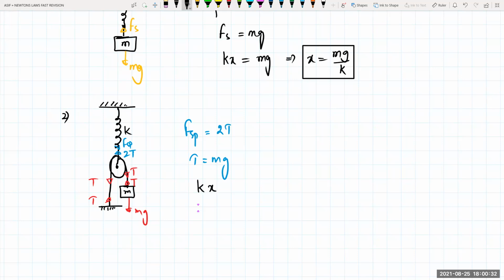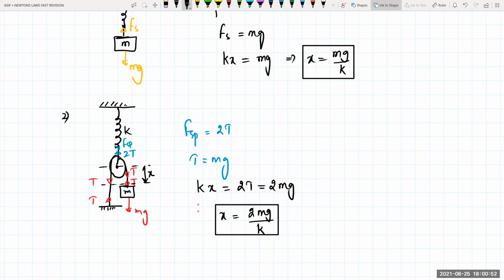K into your x, because when you attach the weight, the spring will be extending. So because of this, it might have been extended and come in the downward direction like this. Kx will be equal to 2T, and 2T will be equal to your M into G. So extension will be equal to your 2mg divided by your K. Agreed? Yes, sir.